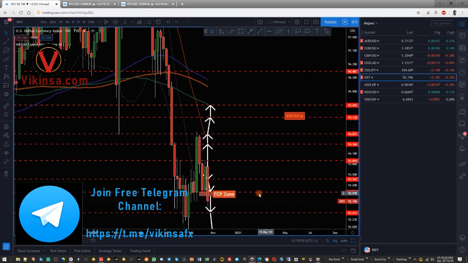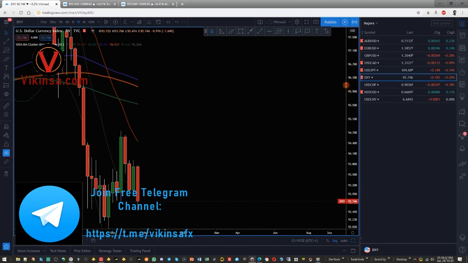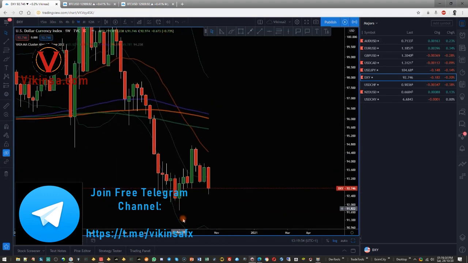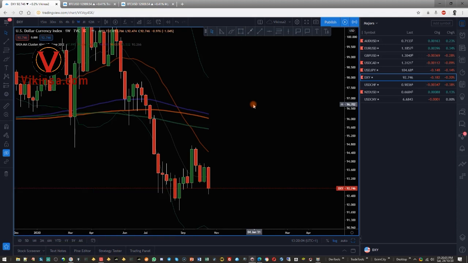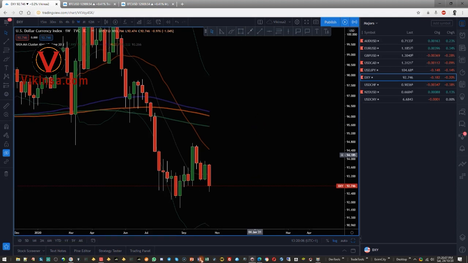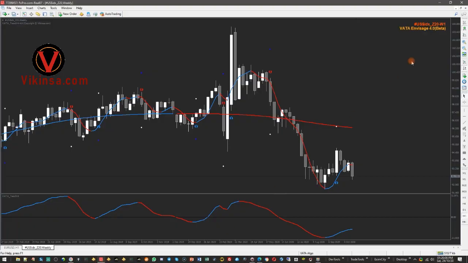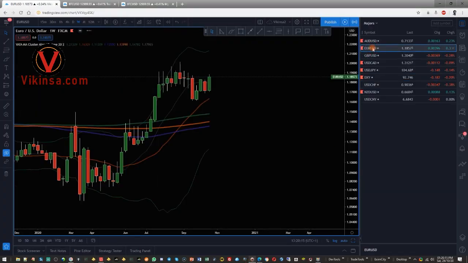And if I go to the weekly time frame and hide this, you'll notice that the market is creating a W pattern, and that will place it somewhere around here as the W pattern completion. This is the FCP pattern completion, which is going to take us to near about 96 if it goes bullish. So that's what Envisage is telling us. The other one is EURUSD.